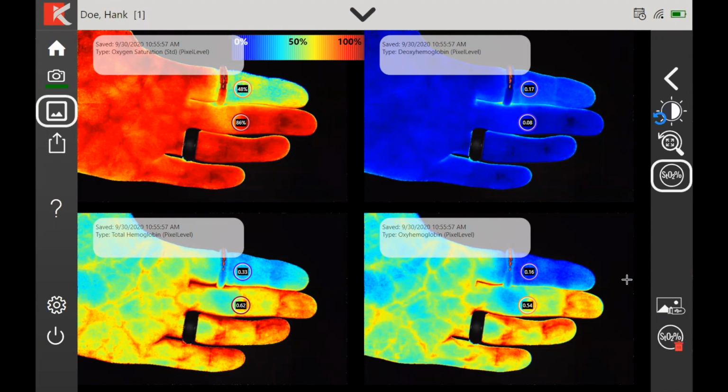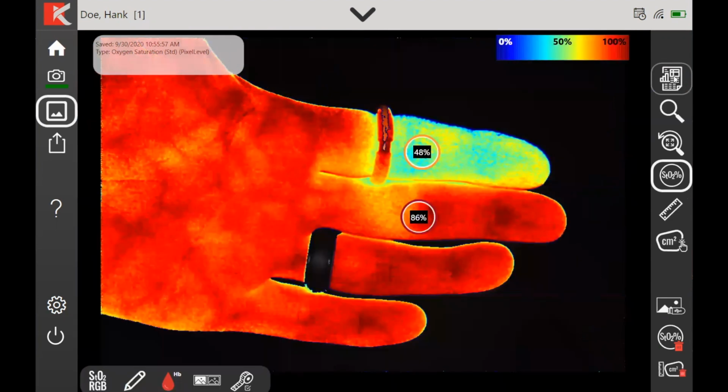Clearly, you can see also in the total view that we have pushed that blood out and that we have less oxygenation in that finger. To exit out of Hemoglobin View, you can press this back button to bring you back to the main screen.